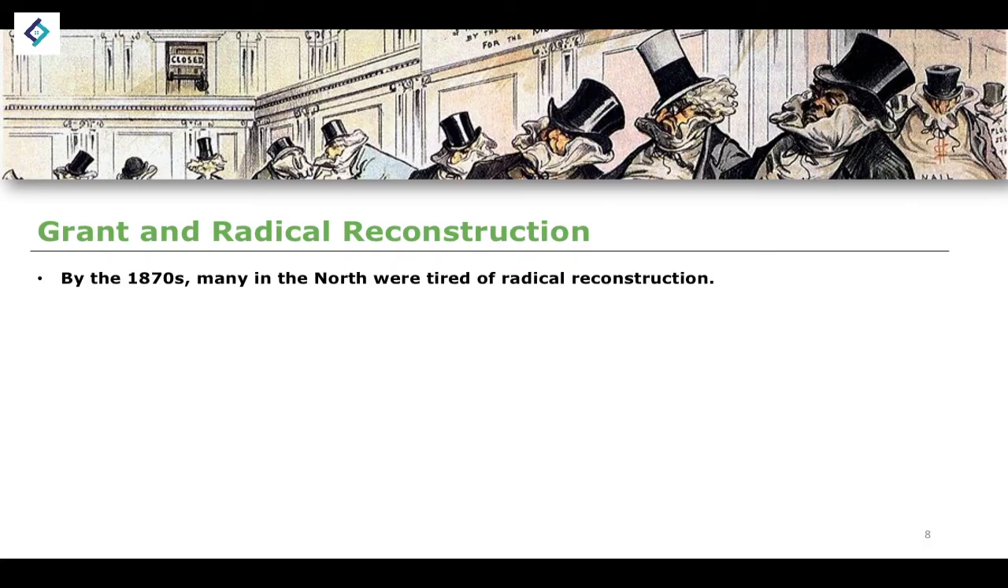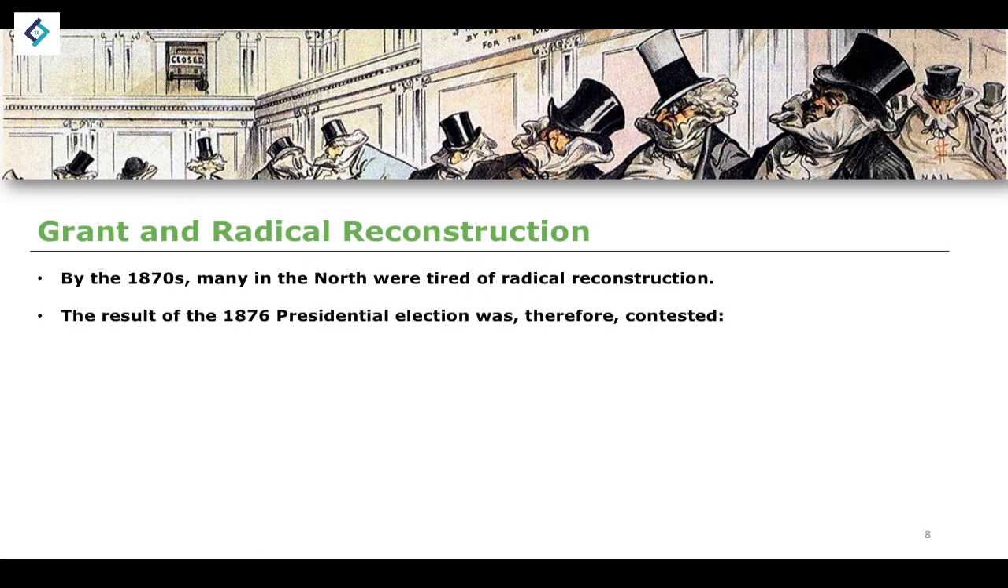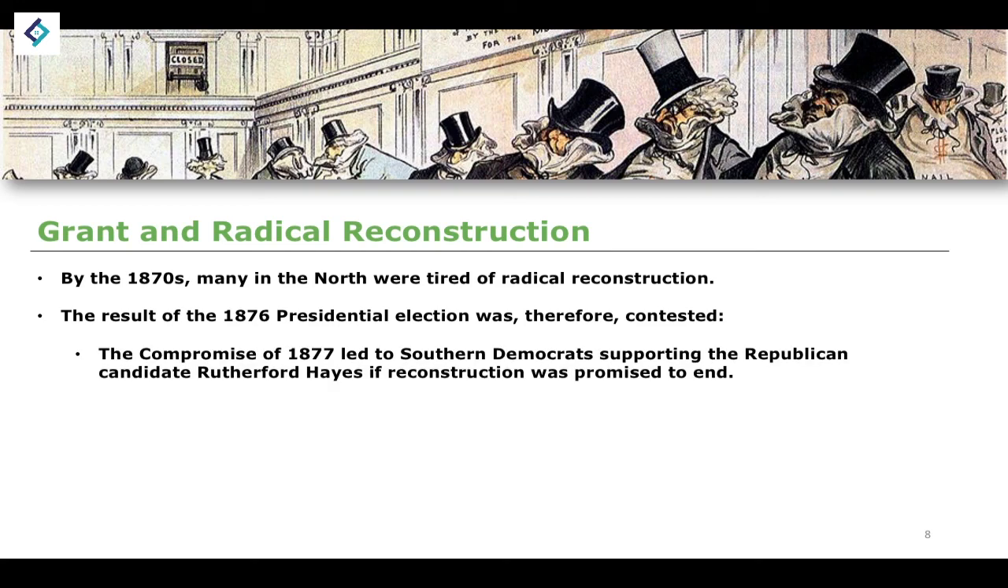By the 1870s, many in the North were tired of radical Reconstruction. It was seen as a long and arduous process. The result of the 1876 presidential election was therefore a contested one. The Compromise of 1877 led to Southern Democrats supporting the Republican candidate, Rutherford Hayes, if Reconstruction was promised to come to an end. So a compromise was had, an ultimatum was given. The Southern Democrats said that they would support the appointment of a Republican president only if Reconstruction were to end, and this becomes known as the Compromise of 1877. Rutherford Hayes becomes elected president, and as a result, Reconstruction ends, and we move into the next major period, known as the Gilded Age.